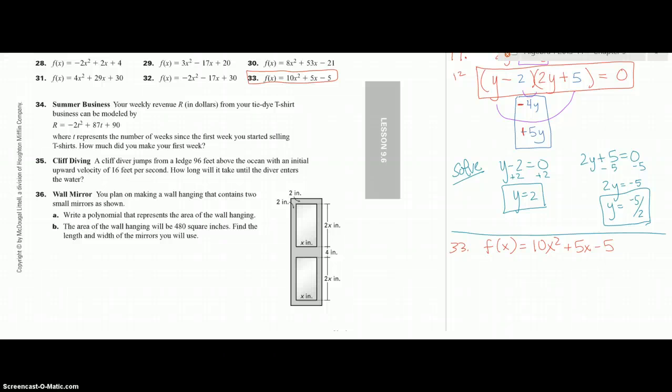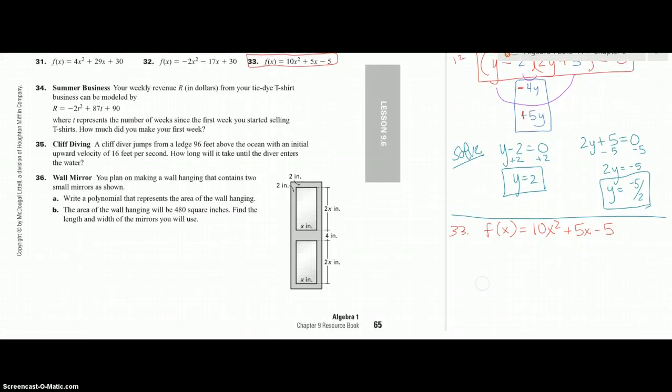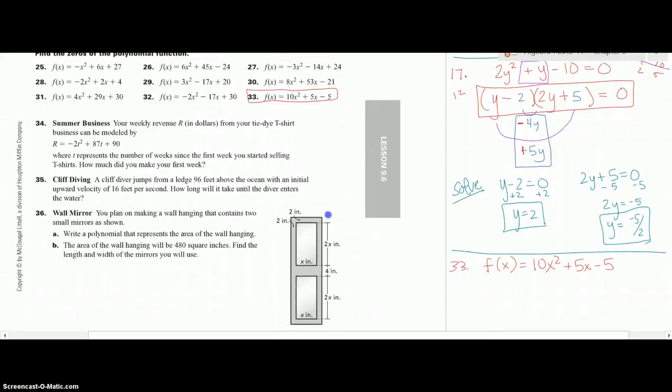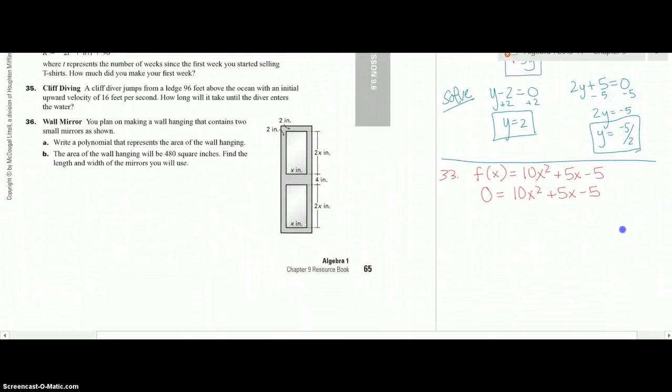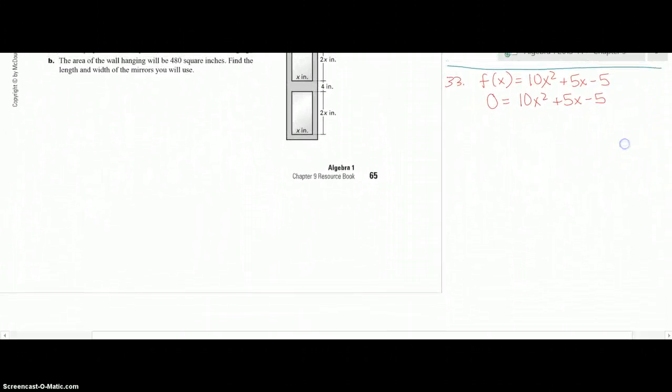Okay, so the next one we're going to look at is number 33, and again we are going to solve because it says find the zeros of the polynomial. That means that we are going to solve. Before we can solve, we just put a 0 in here for f of x. So we say 0 equals 10x squared plus 5x minus 5. Now, the 10, the 5, and the negative 5 should be jumping out at you right now because they are all divisible by 5. So what I'm going to do is I'm going to factor out a 5, which means I divide everything by 5. So 10 divided by 5 is 2, and then we have x squared. 5 divided by 5 is just 1, so all we have left is x. And then negative 5 divided by 5 is negative 1.